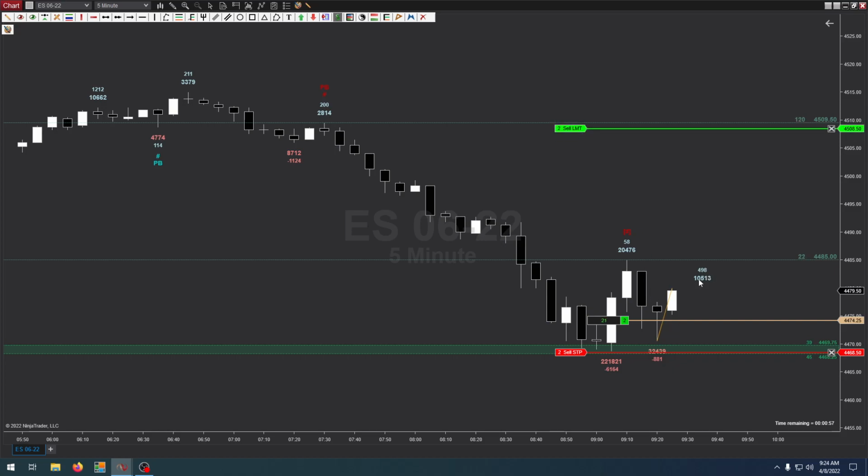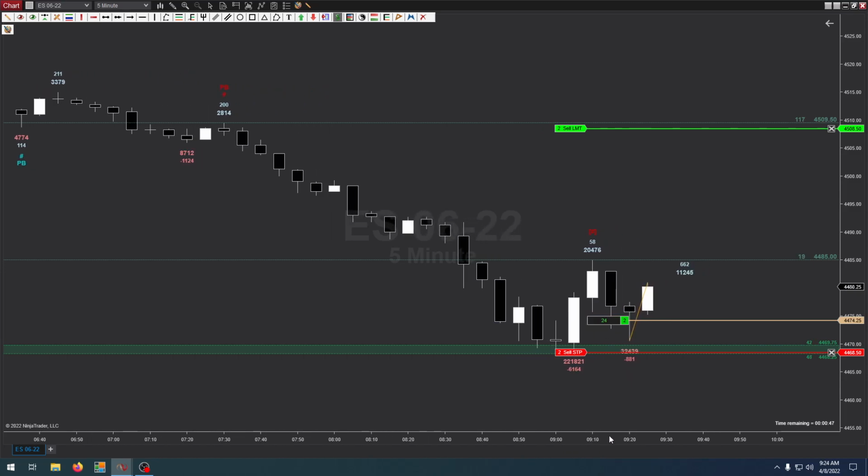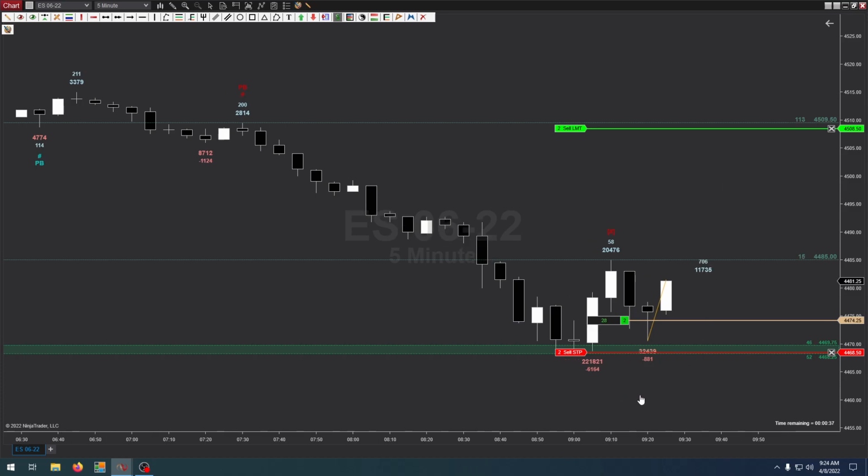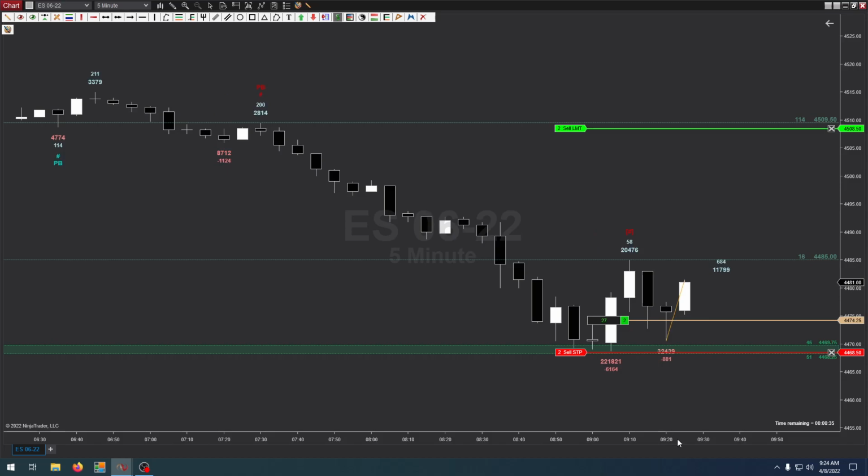But we need to be able to get up above this. We need a candle to get above here and close. So what would be nice is to get a candle to close above here, then get a retest of this level as support, and then go. That would be very nice.